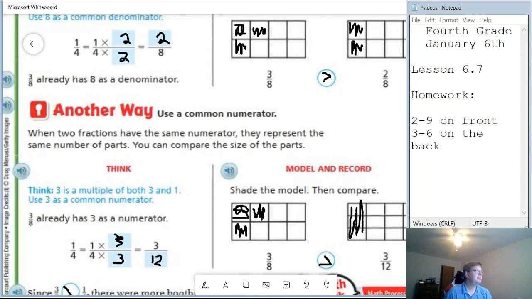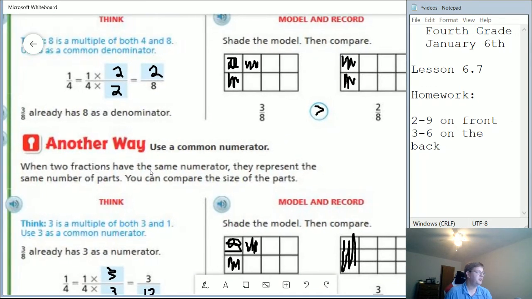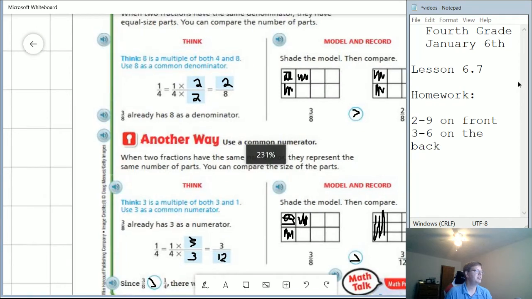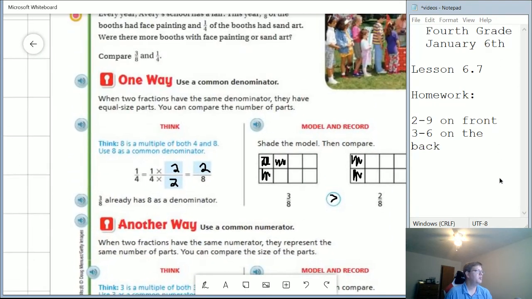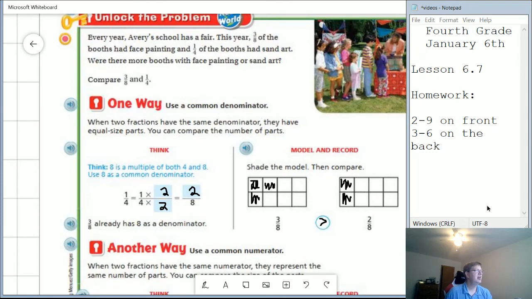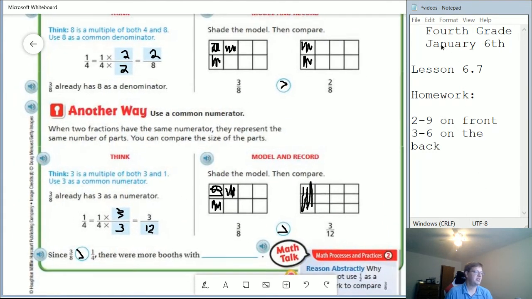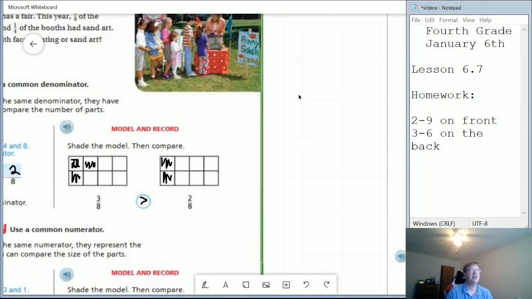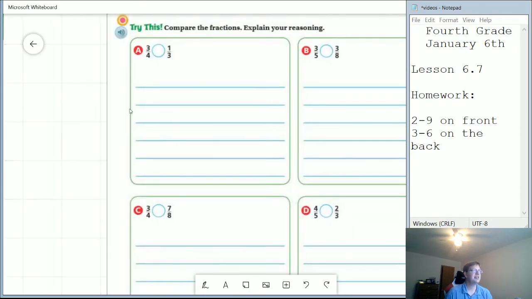And in the interest of time, I'm not as worried about what the words are that go with the question. It looks like they wanted us to find which had more booths. So face painting compared to sand art. And so the face painting would have won out on that. So let's go ahead and take a look at our next page.